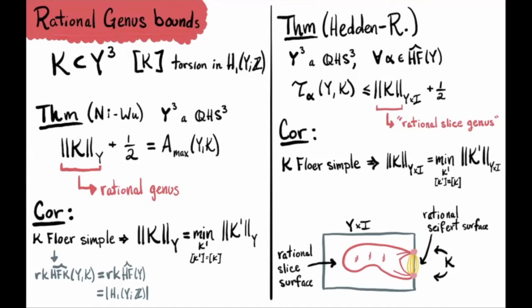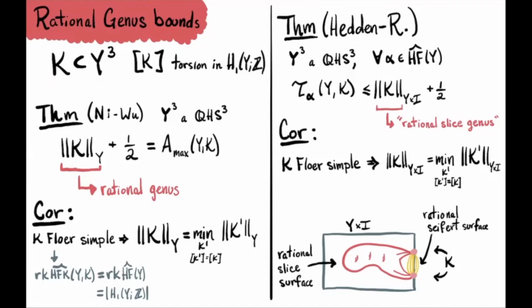So for a second application of our relative adjunction inequality, we get bounds on the rational genus of a knot. So let me explain a little bit of background on this problem. First of all, let's think about just a knot in a 3-manifold. It's a fact that the knot bounds a surface in the 3-manifold if and only if the homology class of the knot is 0 in H1 of Y. And such a surface is called a Seifert surface for the knot.